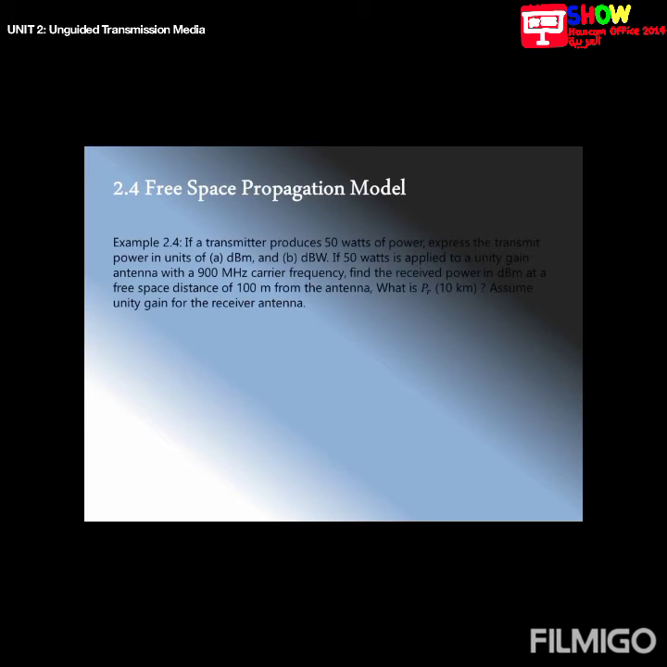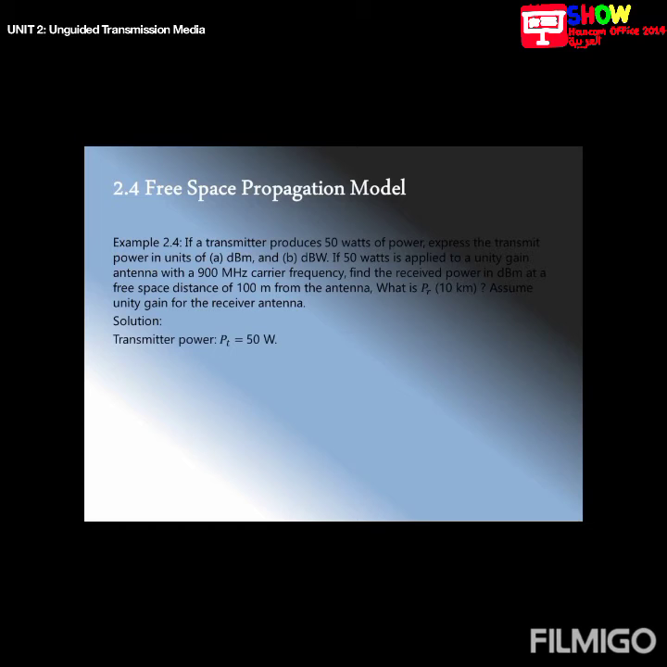Example 2.4. If a transmitter produces 50 watts of power, express the transmit power in units of dBm and dBW. If 50 watts is applied to a unity gain antenna with a 900 MHz carrier frequency, find the received power in dBm at a free space distance of 100 meters from the antenna. What is Pr at 10 km? Assume unity gain for the receiver antenna.